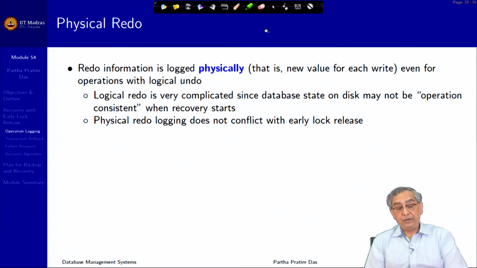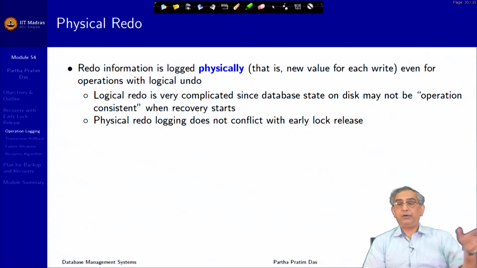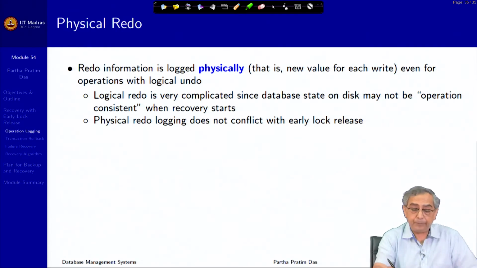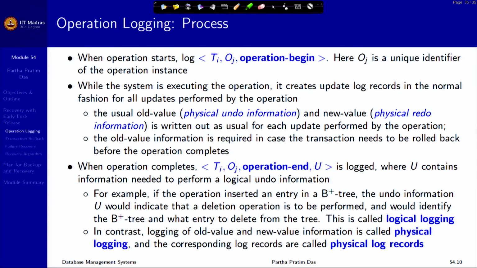So, redo will be physical, they will be logged physically. Logical redo becomes very complicated. So, what you do is, physical redo logging does not conflict with early lock release, because along with that you can always do a logical undo if required. Right? But how will the operation logging process now look?